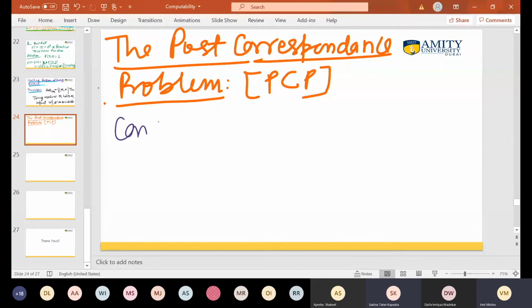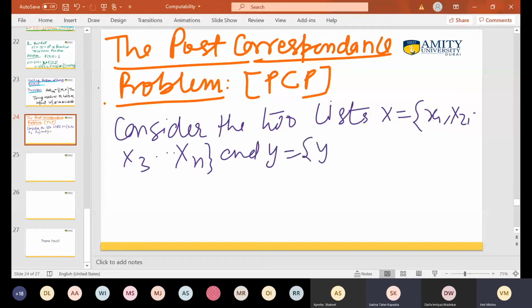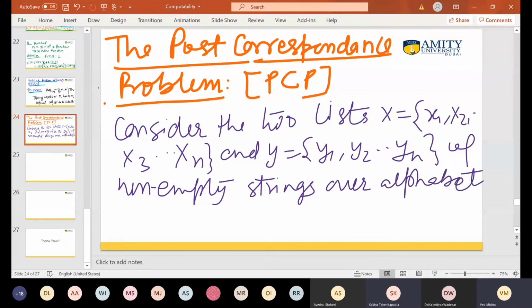Consider the two lists X equal to x1, x2, x3, till xn, and Y equal to y1, y2 till yn, of non-empty strings over alphabet sigma equal to {0, 1}.